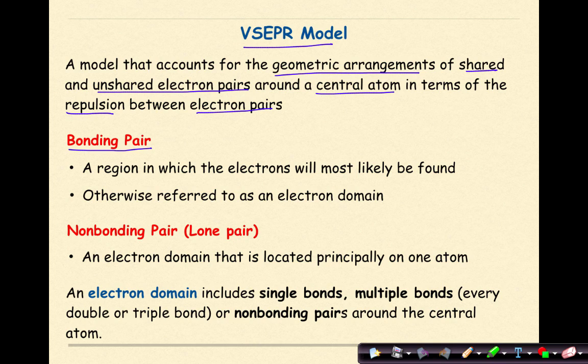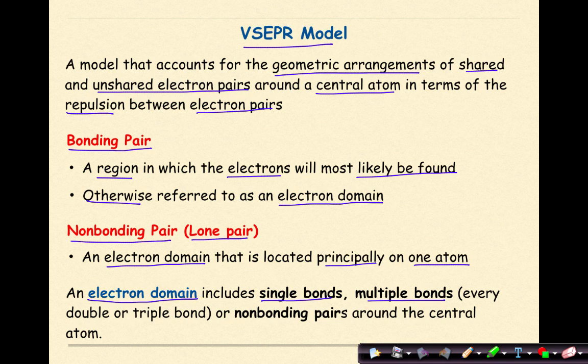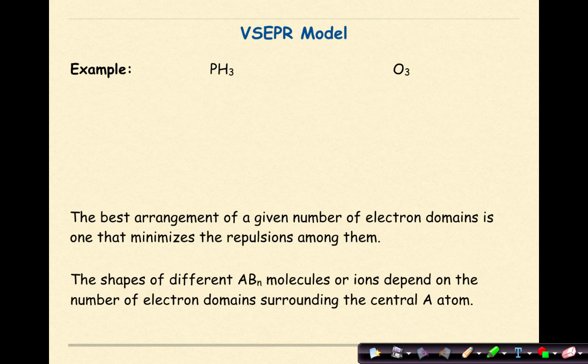So a bonding pair is defined as a region in which the electrons will most likely be found, otherwise referred to as an electron domain. Non-bonding pairs, or lone pairs, is an electron domain that is located principally on one atom. An electron domain includes single bonds, multiple bonds, so double or triple bonds, or non-bonding pairs around the central atom. Let's look at two examples.